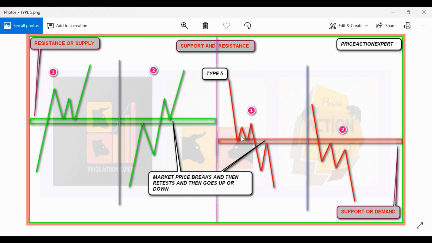Market price stops here, after that it breaks and it retests and goes down again. Market initially penetrates, it didn't stop here, it penetrates really hard. It could happen during news or during any normal time too. And it retests and it goes down and it breaks down further. Let's see a few examples.